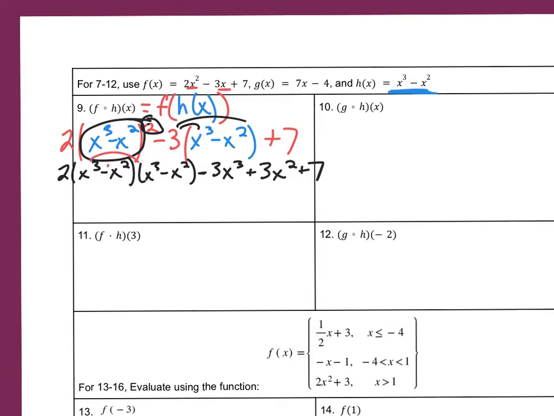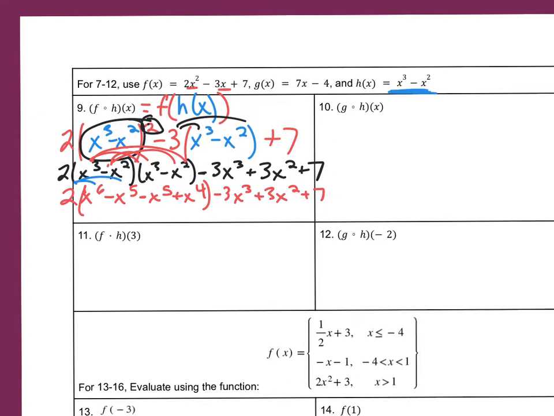So x to the third times x to the third is x to the 6th. X to the third times negative x squared is negative x to the 5th. Same thing here, negative x to the 5th and positive x to the 4th. Okay, I just simplified this whole thing, but again, remember it's still being multiplied by 2, so don't get rid of that 2 yet. We haven't done anything with it yet, but we're about to.